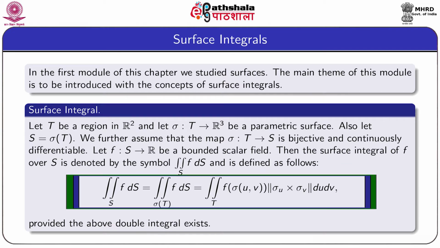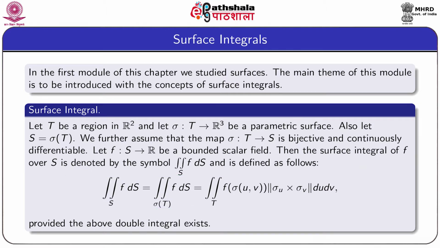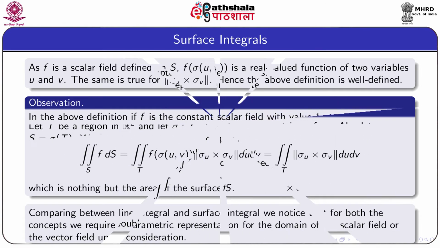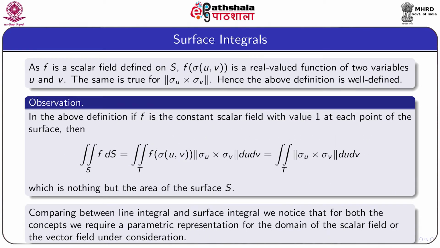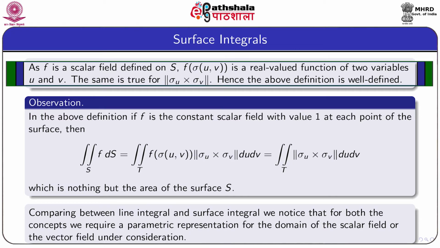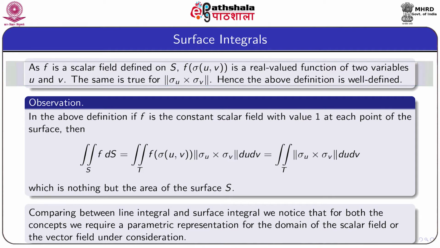Surface integral of F over S is equal to double integral over T of F of sigma(u,v) times norm of sigma u cross product sigma v du dv, provided the double integral under consideration exists. As F is a scalar field defined on S, F of sigma(u,v) is a real valued function of two variables u and v. The same is true for norm of sigma u cross sigma v. Hence, the above definition is well defined.